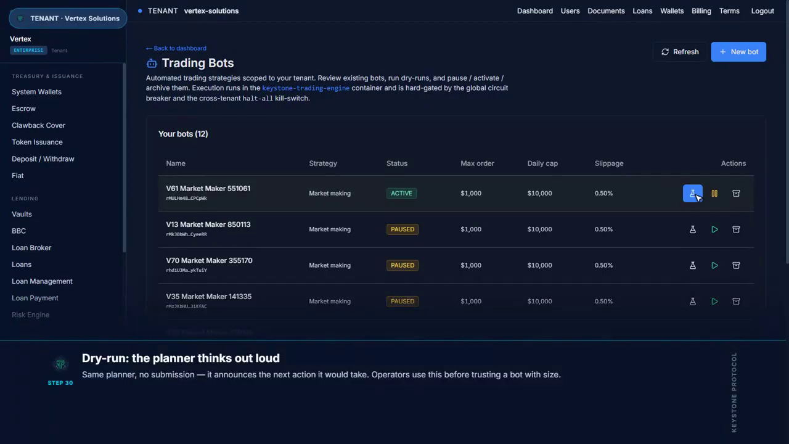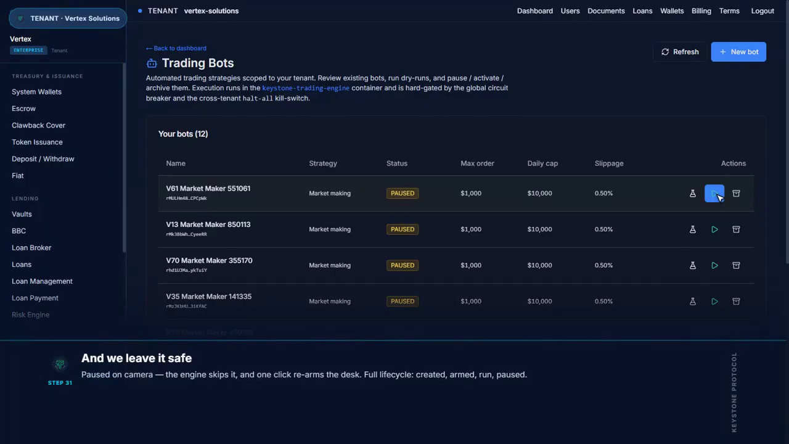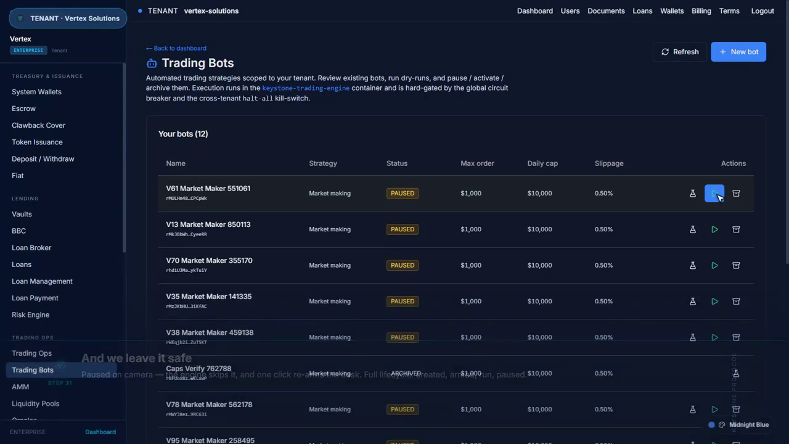Dry run. The planner thinks out loud. Same planner, no submission. It announces the next action it would take. Operators use this before trusting a bot with size. And we leave it safe. Paused on camera. The engine skips it and one click rearms the desk. Full life cycle: created, armed, run, paused.